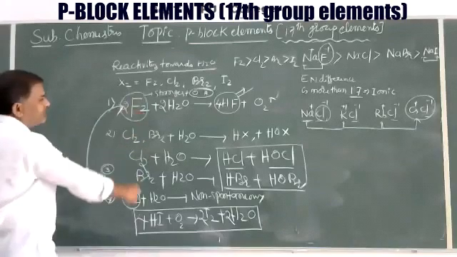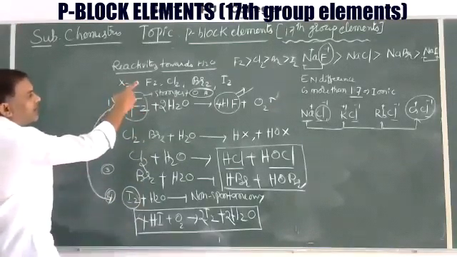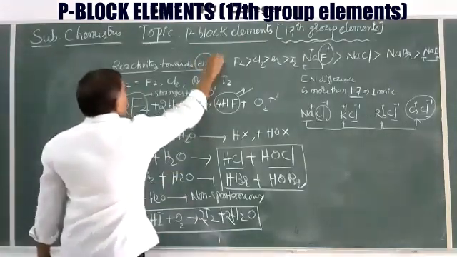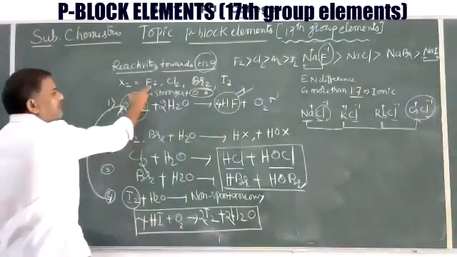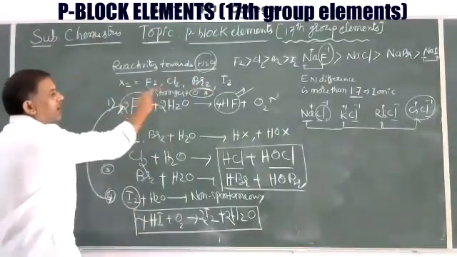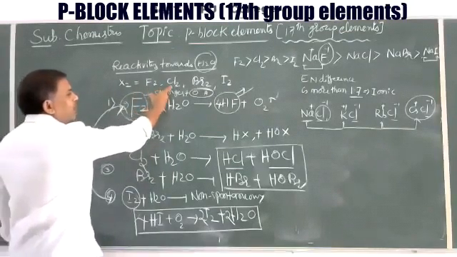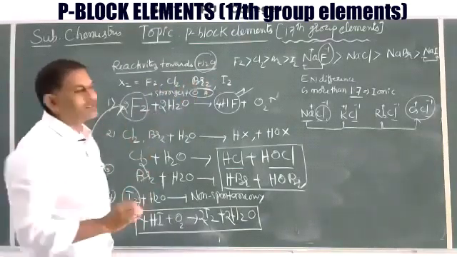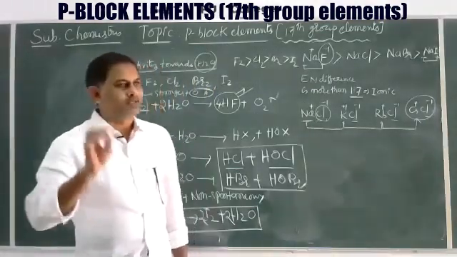So these are some important chemical properties of halogens, under reactivity towards water. On the basis of this, halogens act as good oxidizing agents. The oxidizing nature is more for fluorine, and the order decreases: fluorine is more oxidizing in nature than chlorine, than bromine, than iodine. These are some important chemical properties of halogens.